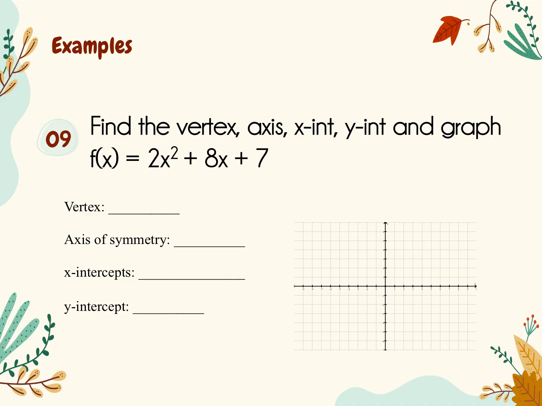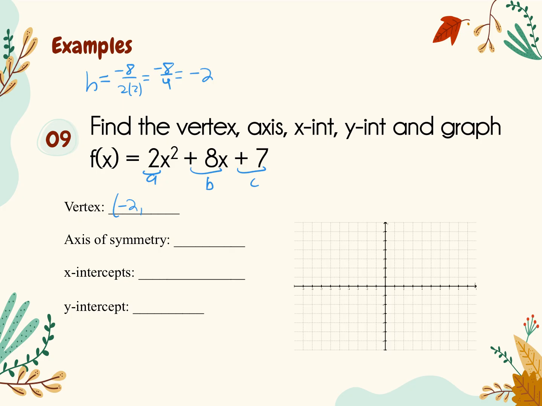All right, let's do another one. So once again, your vertex, same exact process. This is in quadratic form. A is 2, B is 8, C is 7. So I'm going to do h equals negative b over 2a. So negative 8 over 2 times 2. So negative 8 over 4, which is negative 2. All right, so I get that the x-coordinate of my vertex is negative 2.